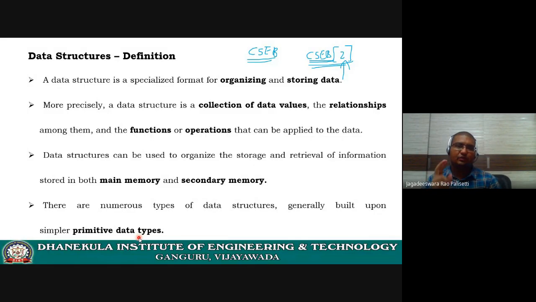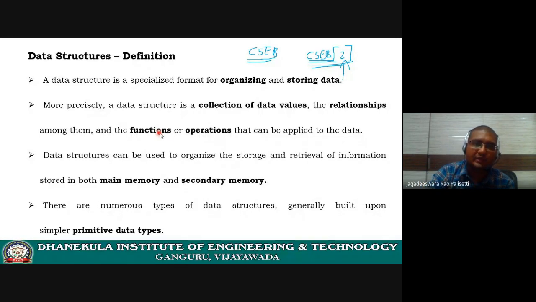The first and second points are most important. These two are most appropriate for the definition of data structure. The second point is the most important one because it is a very clear definition: data structure is a collection of data values, the relationship among them, and the operations or functions. Operations include inserting, deleting, sorting, searching, traversing and merging. When you define these operations as a function, you already know the definition of function. For example, swap is one function, and within the swap function you can write some set of statements.